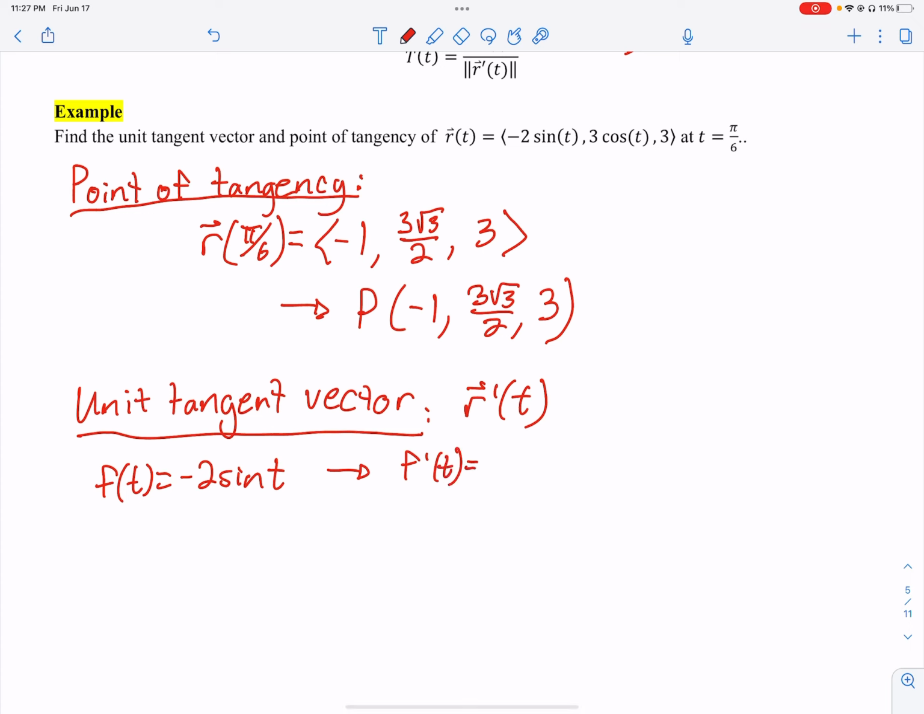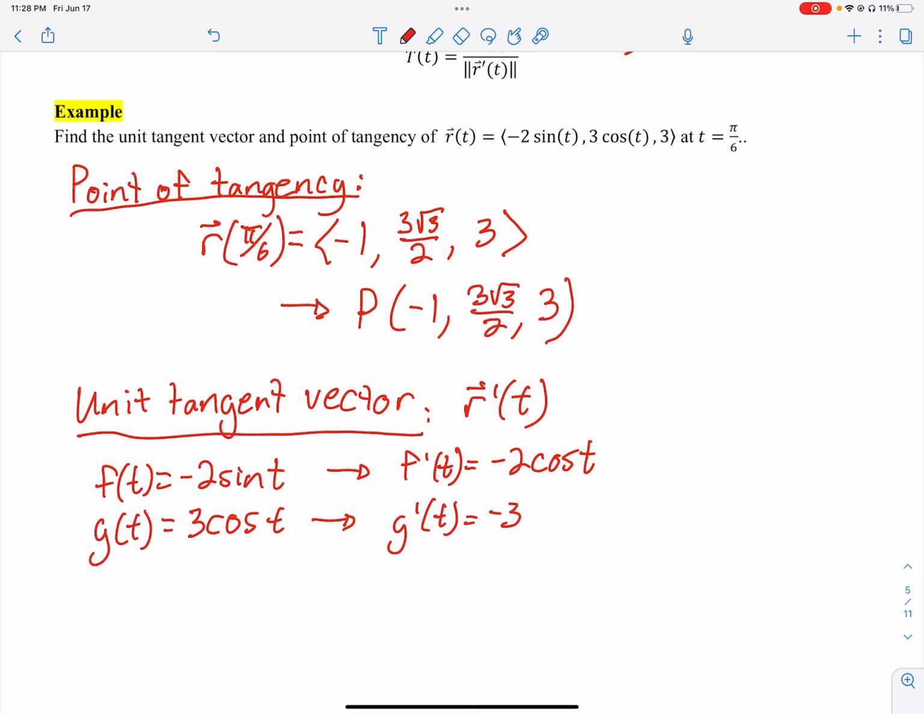F prime of t. All right, that gets me negative 2 cosine of t. We don't get a sign change there. G of t, the y one, is 3 cosine t. The derivative of that gets a sign change, so we get negative 3 sine of t. And then the last function is a 3, so the derivative of that is 0.